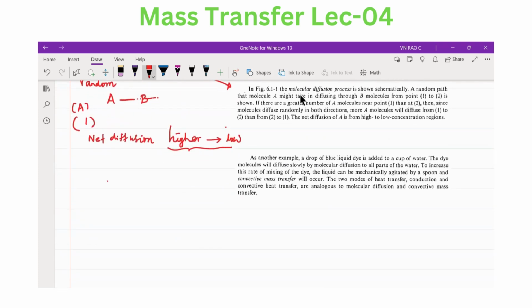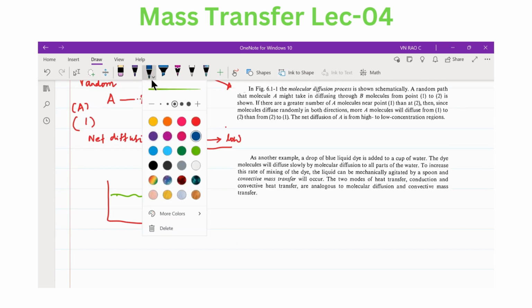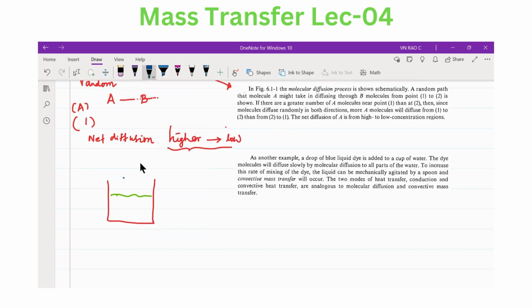Let us take an example here. You have a beaker and in that you have clear water. Now if I add one drop of blue liquid dye, say copper sulfate, the dye molecules will diffuse slowly by molecular diffusion to all parts of the water. So ultimately it becomes blue.